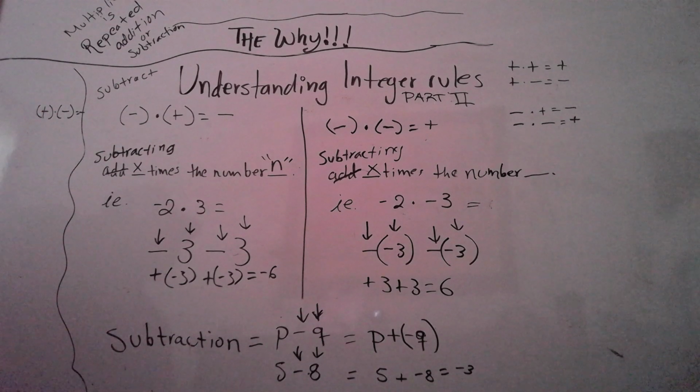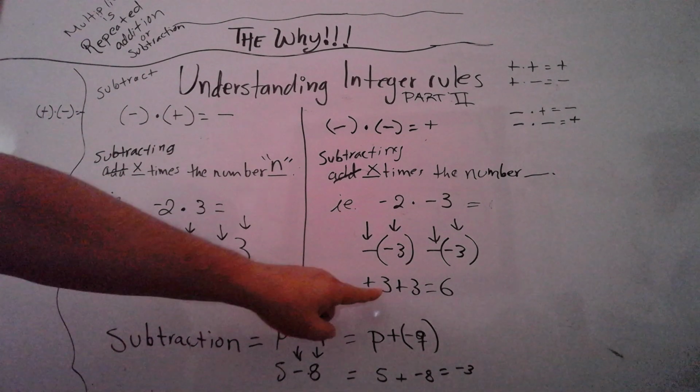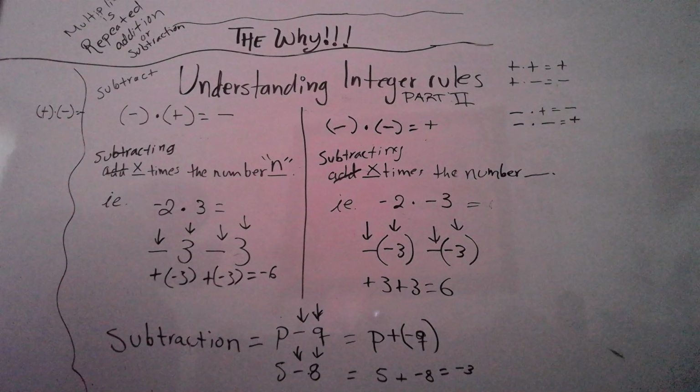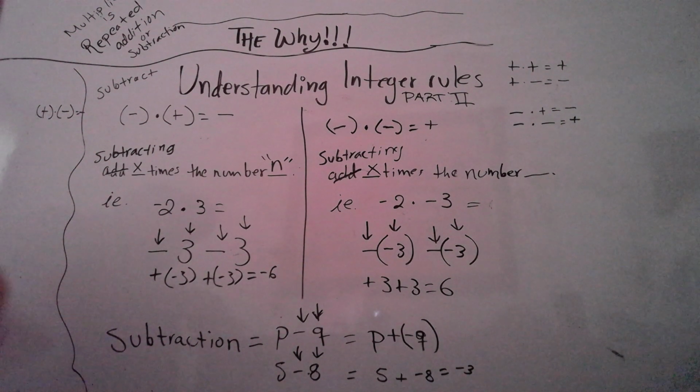And as you can see, a negative times a negative equals a positive. Why? Because you are subtracting multiple times the number negative 3.